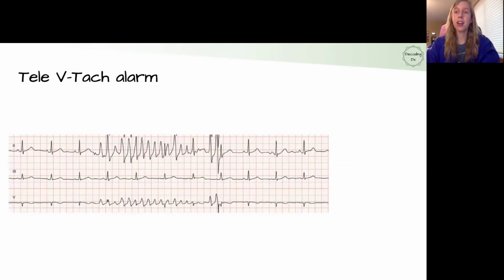You're on night float, you're called because of V-tach on the tele alarm, and this is what you see on the floor. What do you do? This is a false alarm.